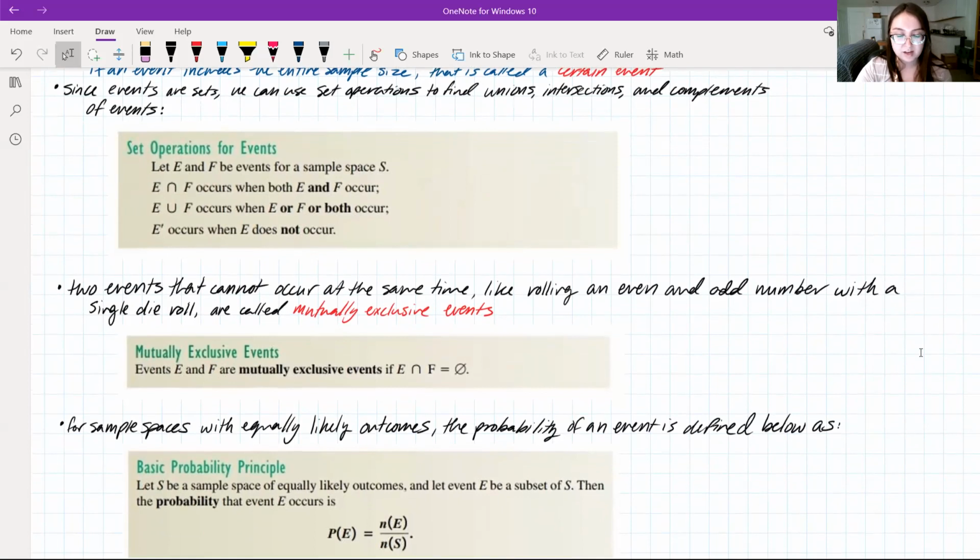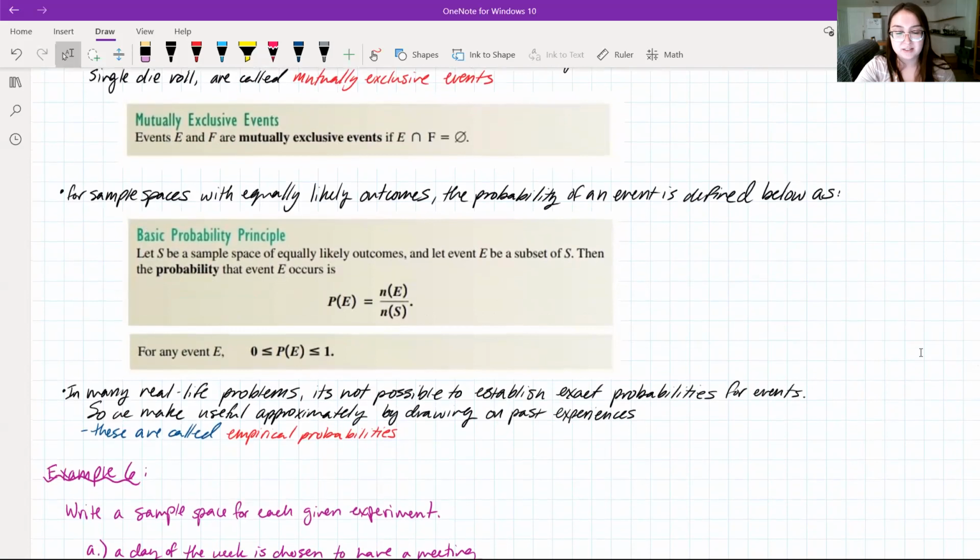Mutually exclusive events, we say if events E and F are mutually exclusive, then E intersect F is equal to the empty set. So E and F are just signifying in this case that they are two outcomes that cannot occur at the same time. Also, we see that with the intersection of E and F, we're going to get the empty set, which is the same thing as saying disjoint sets. So mutually exclusive events are just disjoint sets, which is another word for it that we use when we're speaking about events.